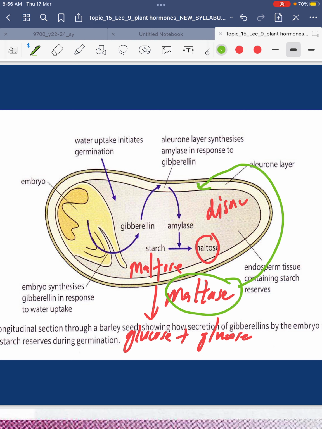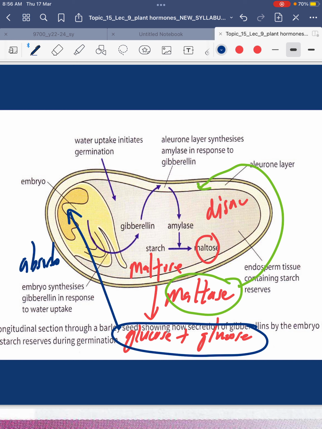Now what happens to this glucose here? This glucose now can be absorbed by the embryo, for what? For cellular respiration. So it can start to respire, and then it will also begin to absorb some proteins, which is important for growth.